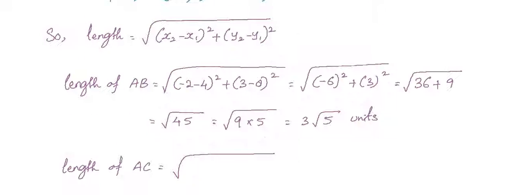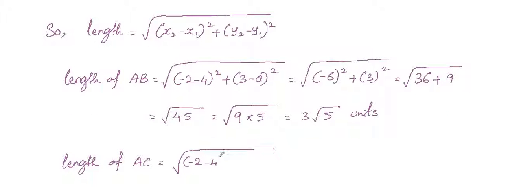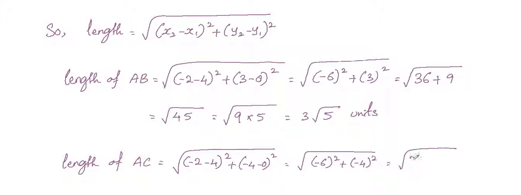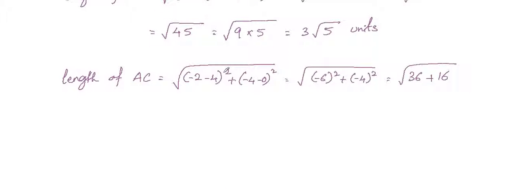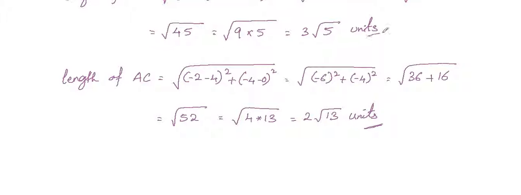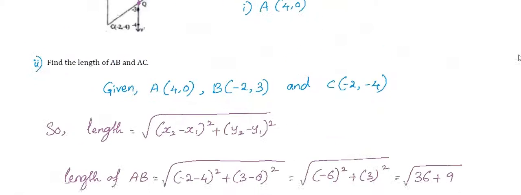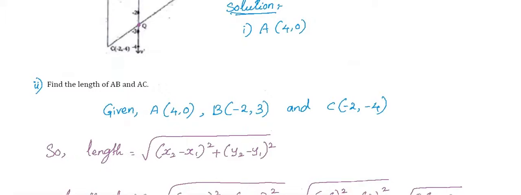Now find the length of AC. We consider the A and C coordinates, which is (-2 minus 4) whole square plus (-4 minus 0) whole square, under the square root. So we get the square root of (-6) square plus (-4) square, which is 36 plus 16. So the length of AC is the square root of 52, which can be simplified as 52 written as 4 times 13. So the length of AC is 2 square root 13 units.